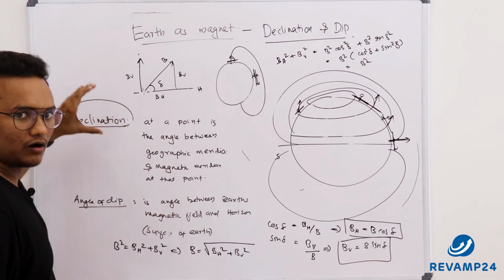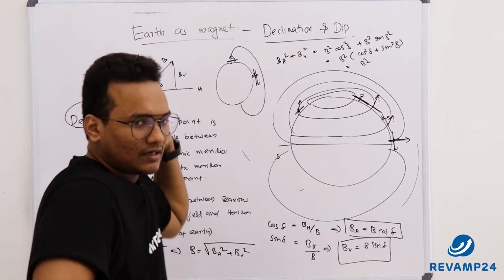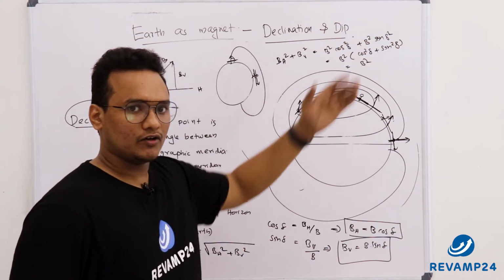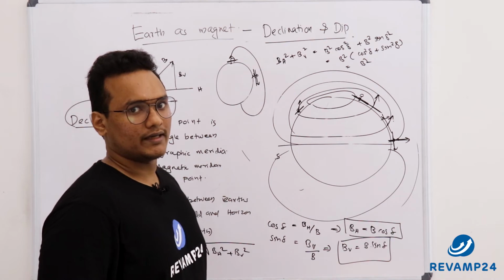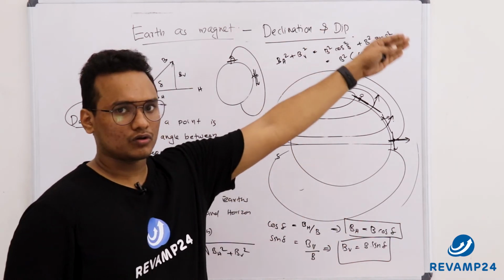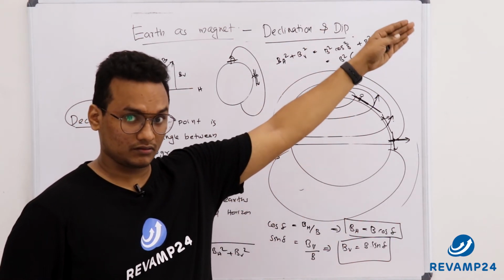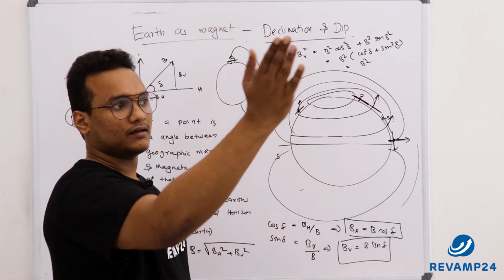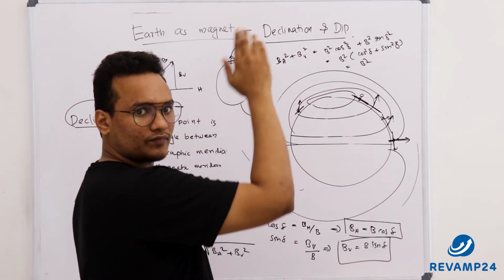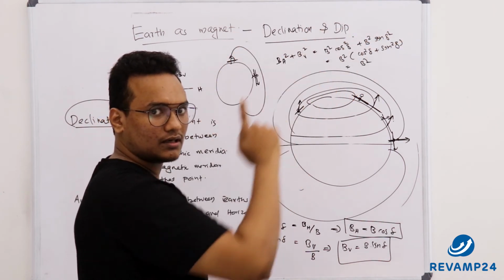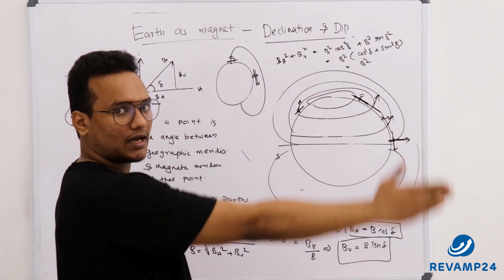Declination I will repeat. How will you get the value of declination? Go to a point, just find your magnetic meridian and find your geographic meridian. How to get the magnetic meridian? Look towards magnetic north and connect. So make a plane that is passing through magnetic north and magnetic south. That is the magnetic meridian.